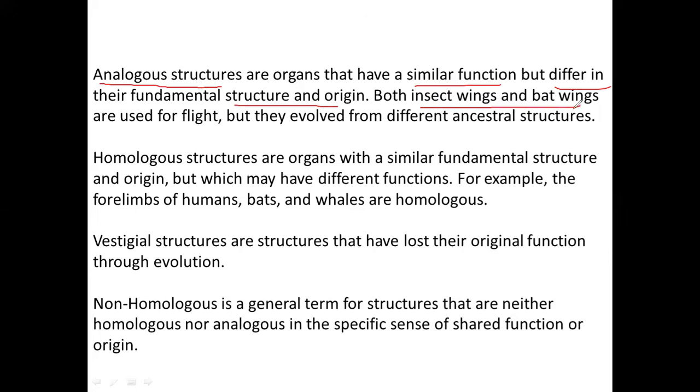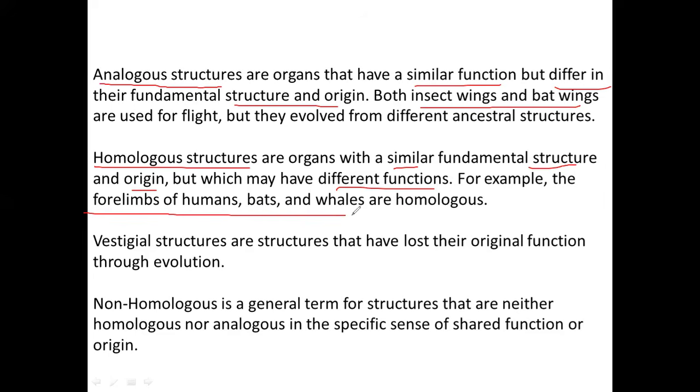So generally they are responsible for flight. Similar function. But if you look at structure and origin, it is completely different. So we call them analogous organs. Opposite is the homologous organs, where there are different functions but similar structure and origin. So similar structure and origin, we call them homologous organs.